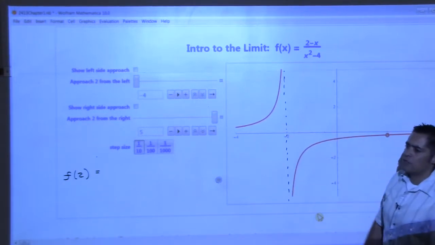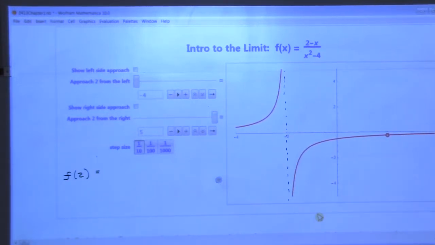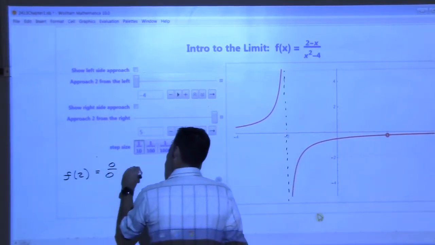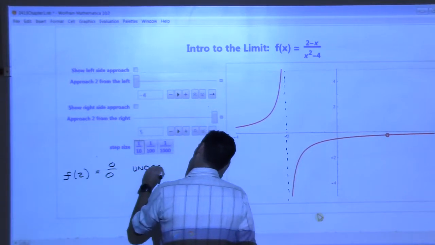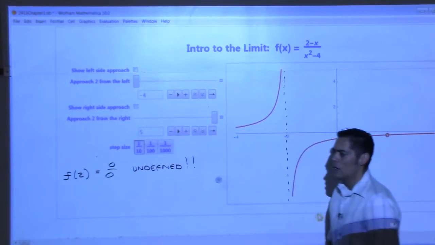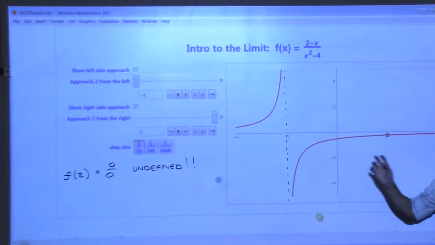2 minus x over x squared minus 4. Plug 2 into that, you should get 0 on the top and 0 on the bottom, right? So you're going to get 0 over 0, and this is undefined. Do you all agree? It's undefined. So in college algebra class, you would say f of 2 is undefined. However, this is a calculus class, so we can also talk about this left and right-hand limit.